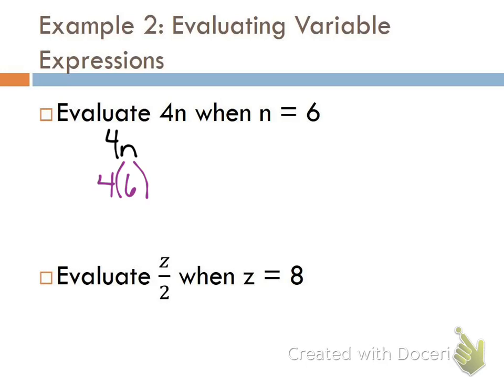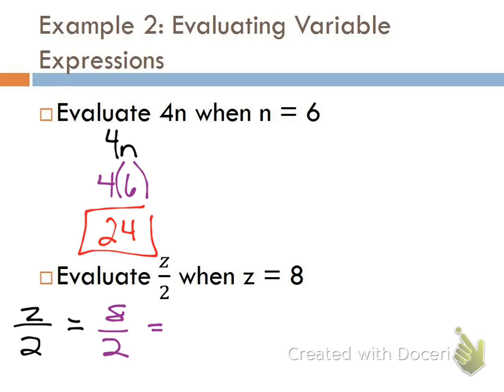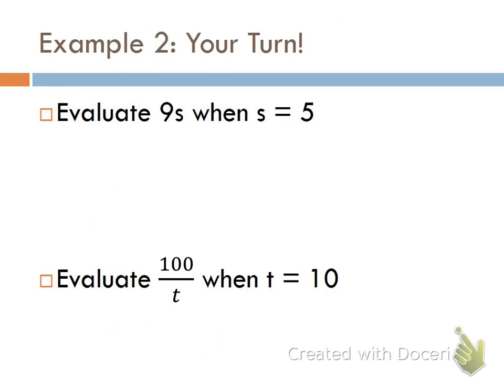Questions on that? All right, so 4 times 6 is what? 24. All right, go ahead and do the second one, please. Okay, so original, whoops, that was a bad z. z over 2 equals 8 over 2, which equals what, guys? 4. Good. All right, so now I want you to do these two, okay? Evaluate 9s when s equals 5, and 100 over t when t equals 10.